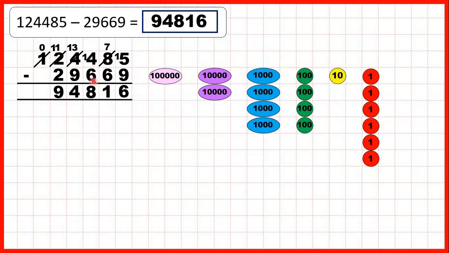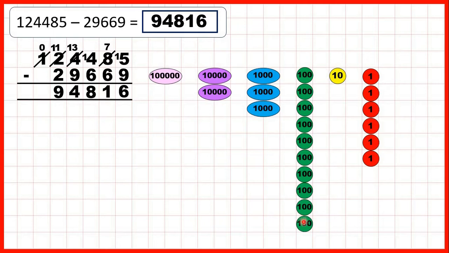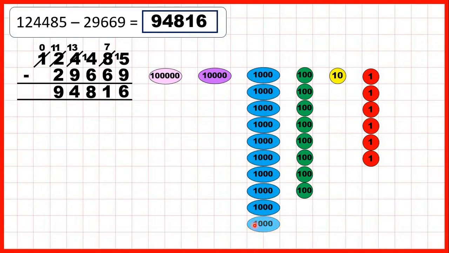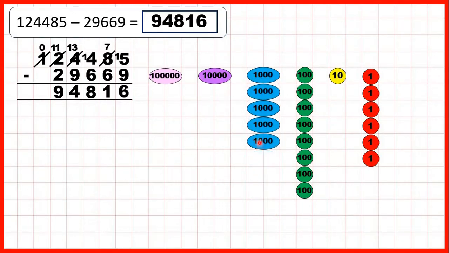Now we need to subtract 6 hundreds. We can subtract 4 hundreds, then exchange, then subtract 2 more. So we can take away 1, 2, 3, 4 of our hundreds, exchange one of our thousands for 10 more hundreds, and then subtract 2 more. So that's why we have an 8 as the hundreds digit of our answer. Now we need to take away 9 thousands. We can take away 1, 2, 3, then exchange, then take away 4, 5, 6, 7, 8, 9.